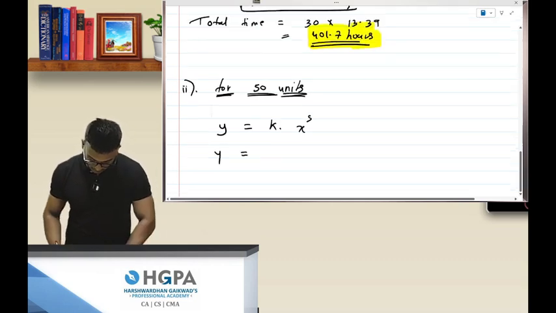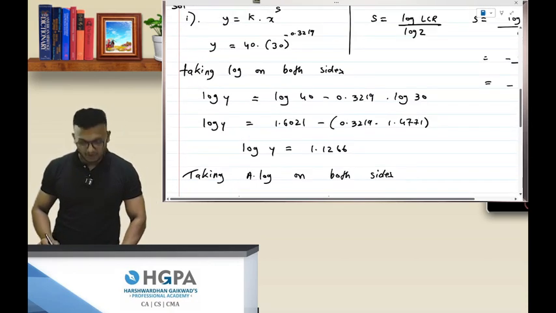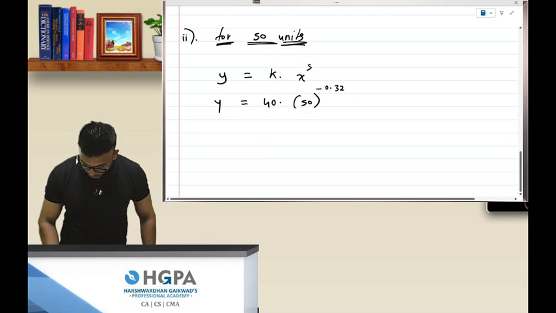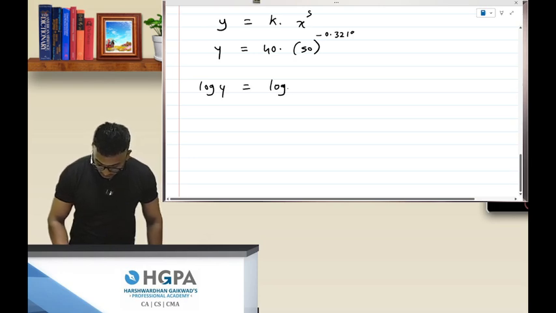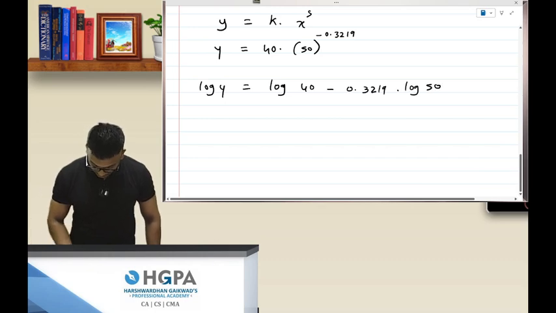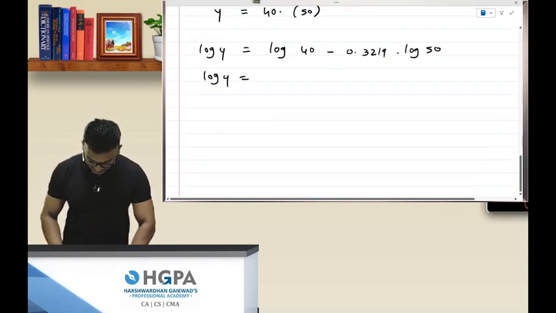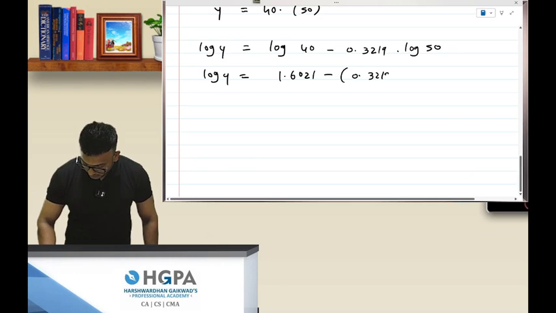y is equal to, what is the time for the first unit? 40. x will be 50 now, and my s remains the same, which we have already calculated: minus 0.3219. Simple. Taking log, log y is equal to log 40 minus 0.3219 into log 50. Log 40 we have already done: 1.6021 minus 0.3219. We need to find out for this.